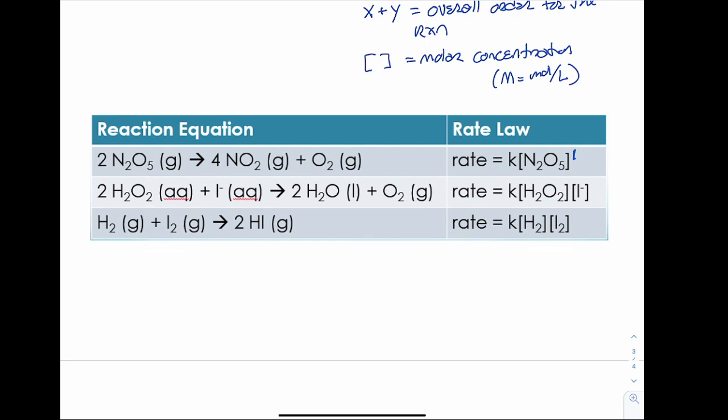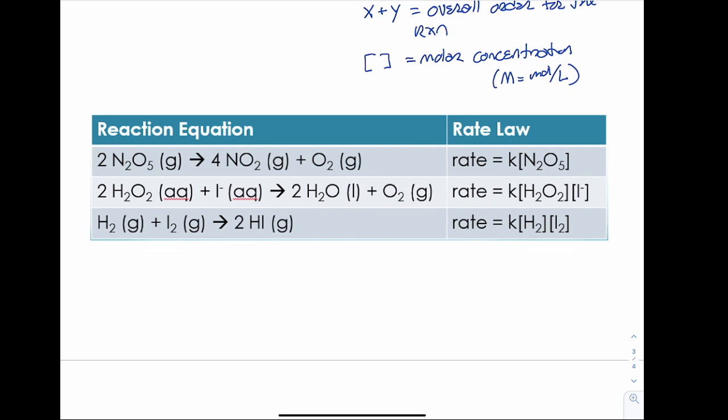One habit that students, when they're first learning this, like to do, and you don't want to do this, is they'll take this 2 and then they'll put an exponent 2 there. This rate law does not have that. If you were to do that, you would be wrong. And again, you can't just look at the equation and get that. So if you're thinking to yourself, well, how would I know that 2 doesn't go there? You wouldn't. It has to be determined experimentally, and we'll do an example like that.